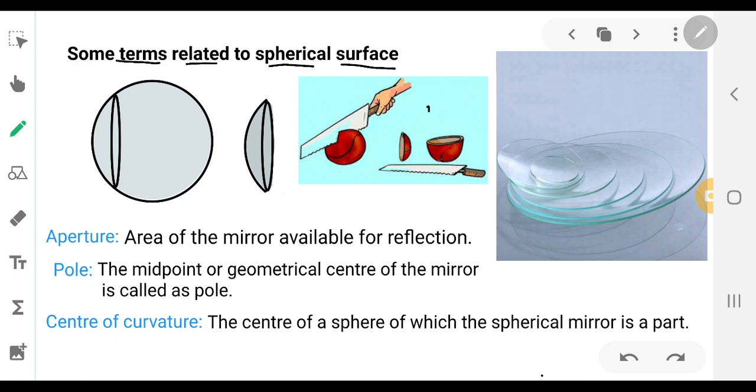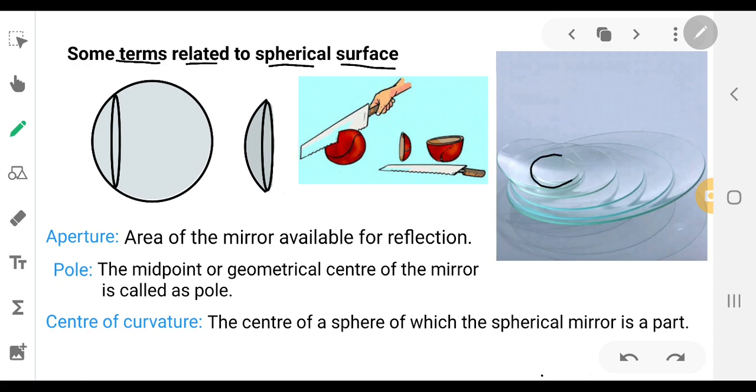So here is an example. A hollow sphere. When it is cut by the side, you are going to get a spherical surface. If the sphere is made up of glass, the spherical surface will be of glass. The example is the watch glass.